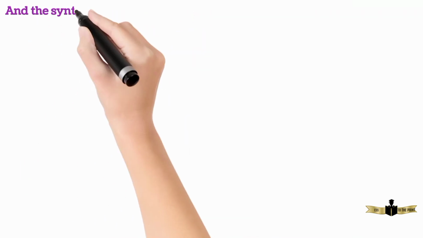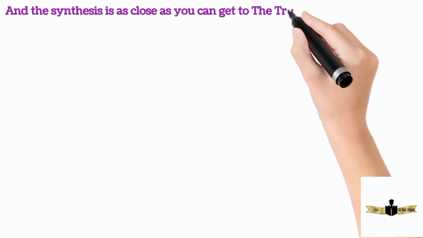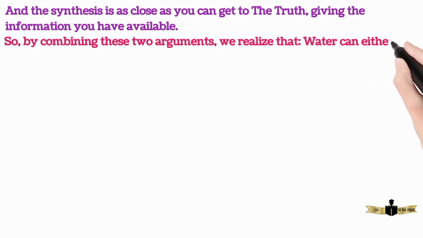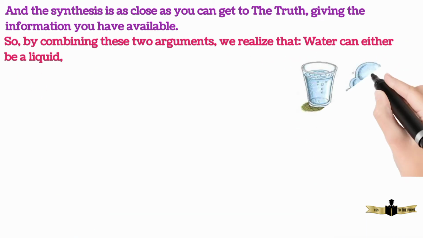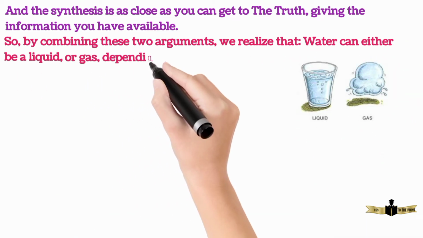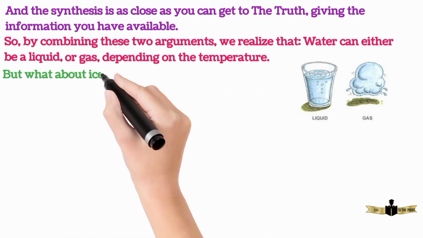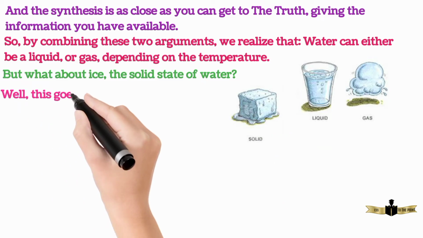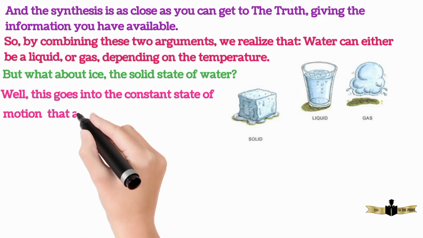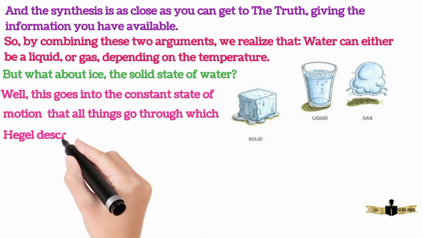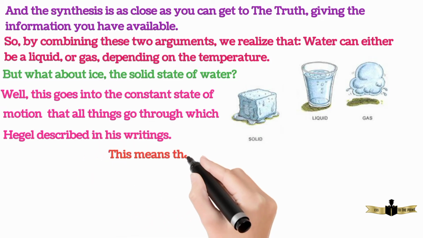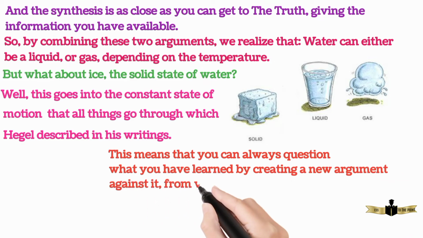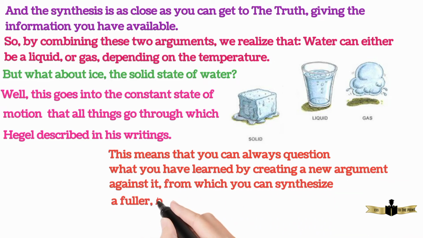And the synthesis is as close as you can get to the truth, given the information you have available. So, by combining these two arguments, we realize that water can either be a liquid or gas, depending on the temperature. But what about ice, the solid state of water? Well, this goes into the constant state of motion that all things go through, which Hegel described in his writings. This means that you can always question what you have learned by creating a new argument against it, from which you can synthesize a fuller, better truth.